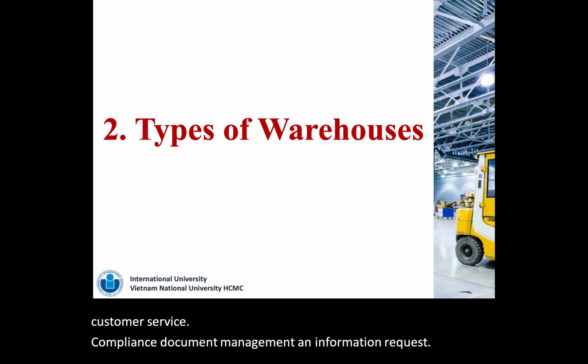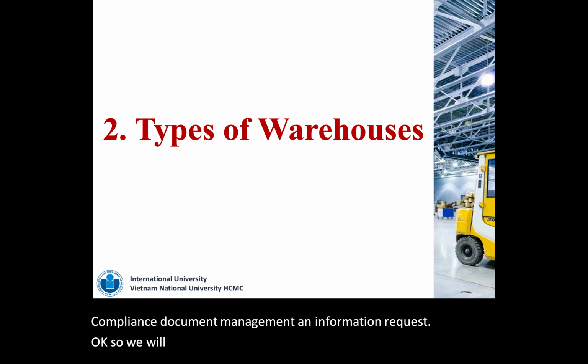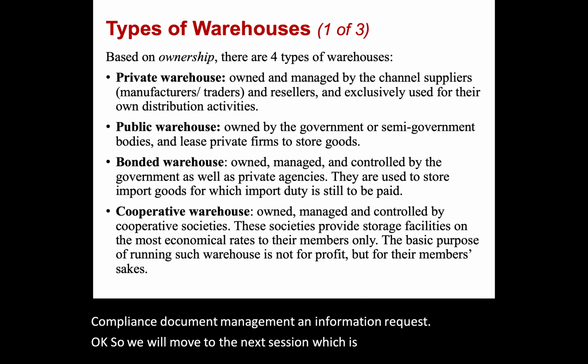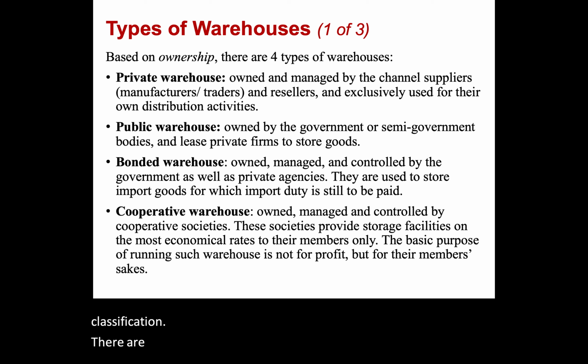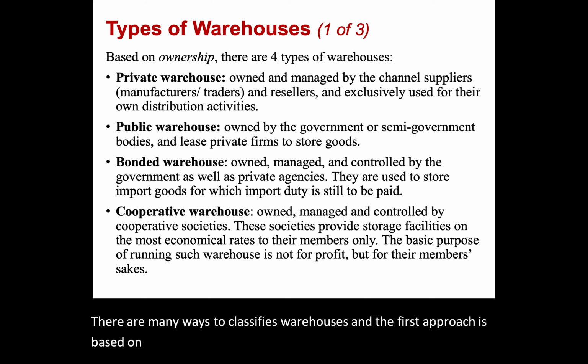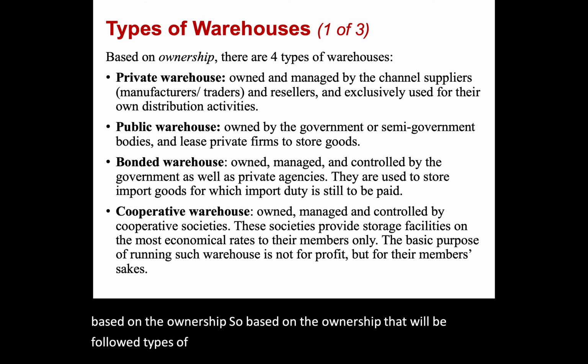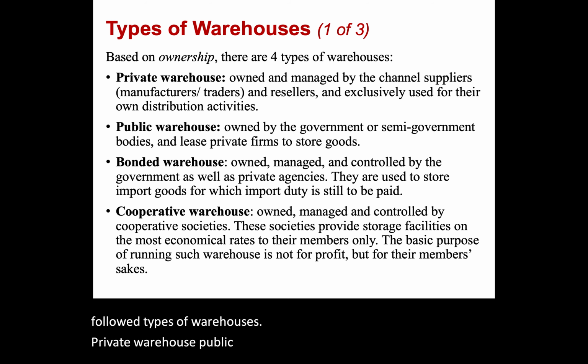Okay, so we will move to the next session, which is the warehouse classification. There are many ways to classify warehouses, and the first approach is based on ownership. Based on ownership, there will be four types of warehouses: private warehouse, public warehouse, bonded warehouse, and cooperative warehouse.